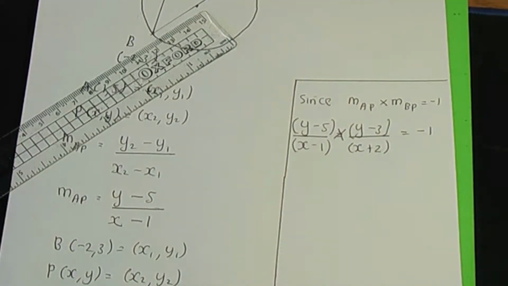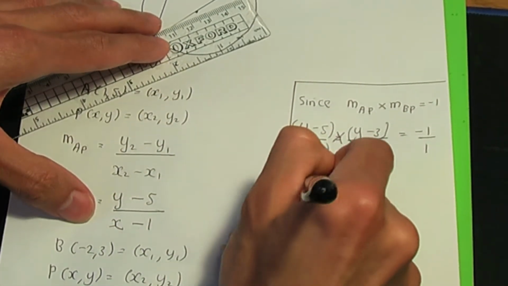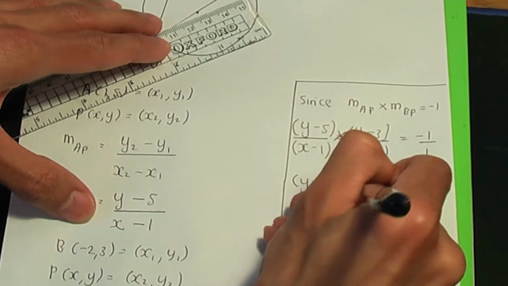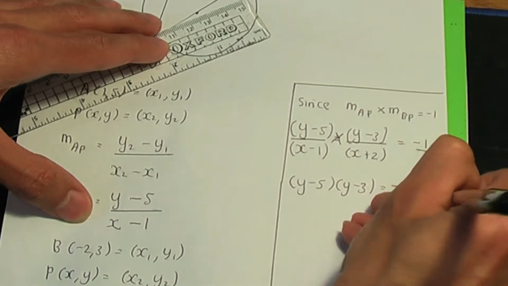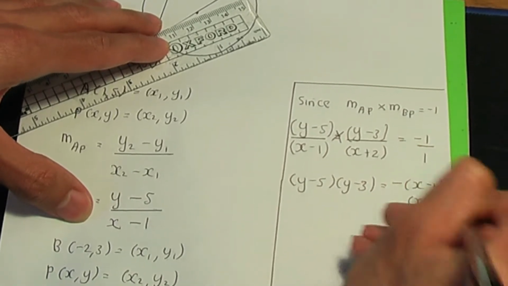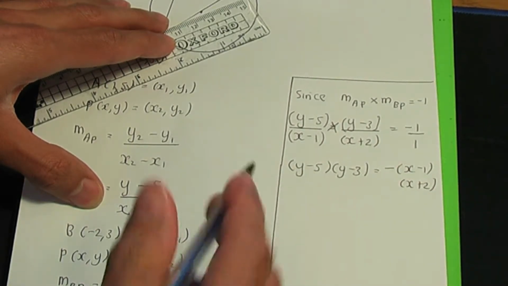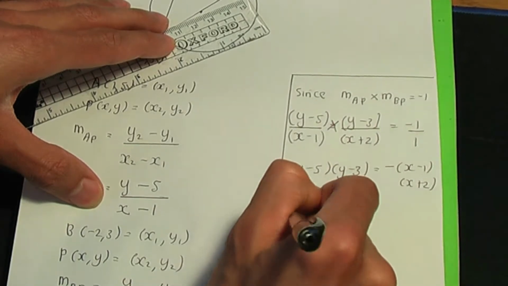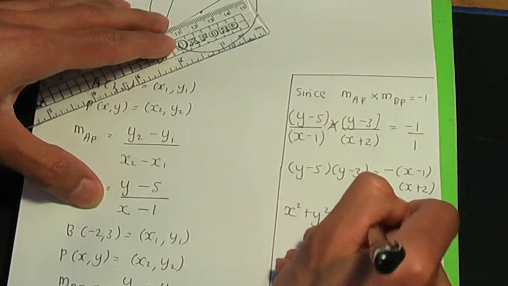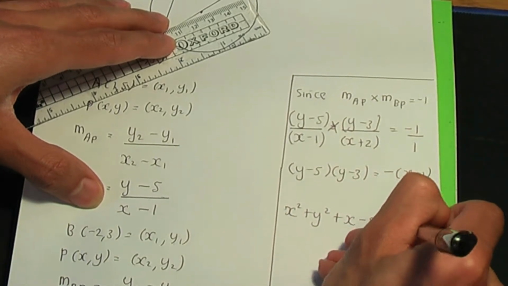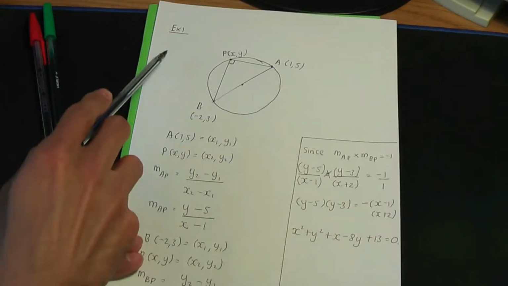In this case, I'm going to cross multiply. So if I cross multiply, I'll have y minus 5 times y minus 3 is equal to minus x minus 1 times x plus 2. And if you expand the brackets, you're going to get the equation of the circle. Once you expand, you should get x squared plus y squared plus x minus 8y plus 13 is equal to 0. So this should be the answer to example number 1.